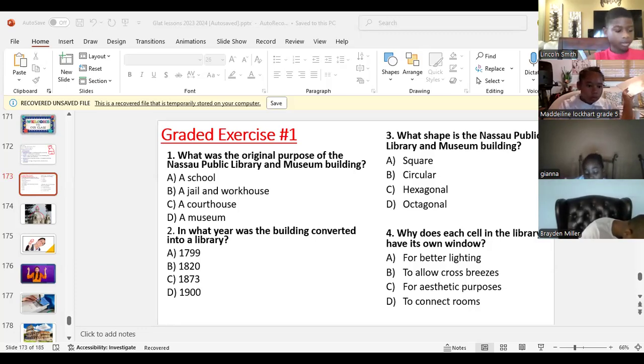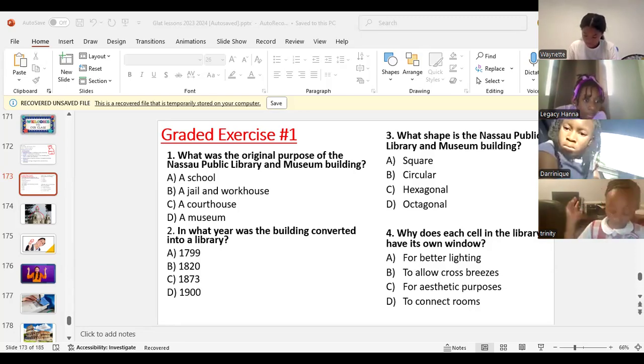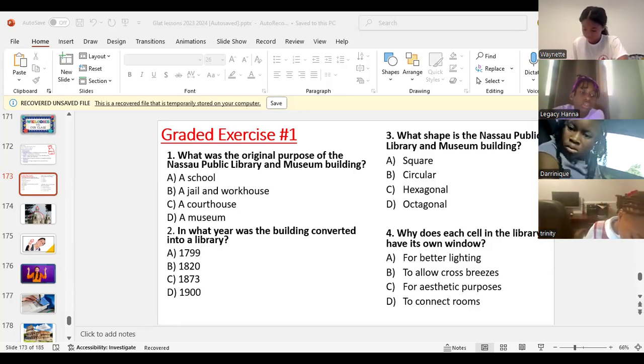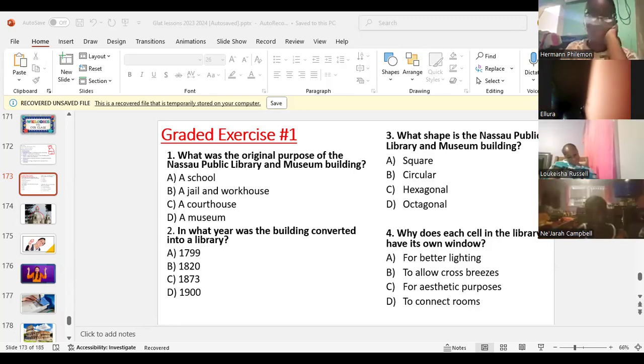Madeline, what number you on now? I'm still on number 5. Number 5, okay. Legacy, what number you on? I'm now at number 4. I'm just sending you the pictures of my work. Okay. Did you see my work, Miss Petite? I did.